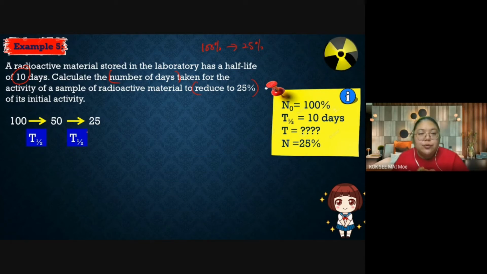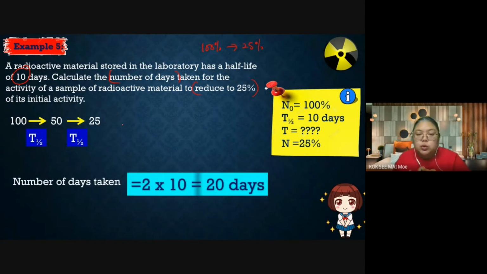So from here, if 2 half-lives, that means I need to multiply by 2. 10 days is 1 half-life. Now I need 2 half-lives. So the number of days taken is 2 times that. That's 20 days. So the explanation is they take 20 days from the original 100% to become 25%.